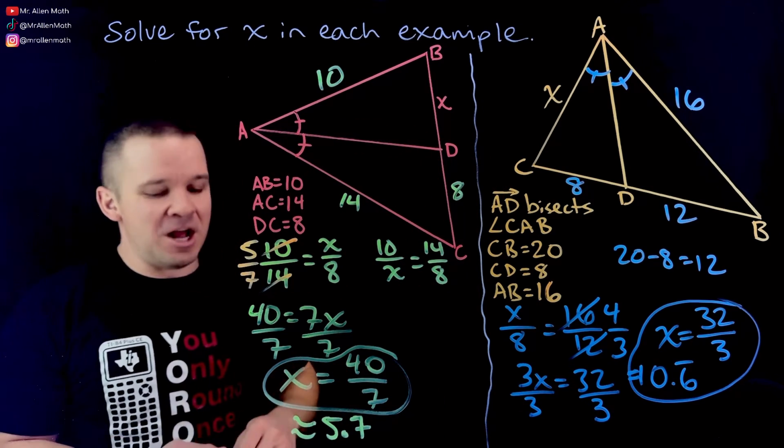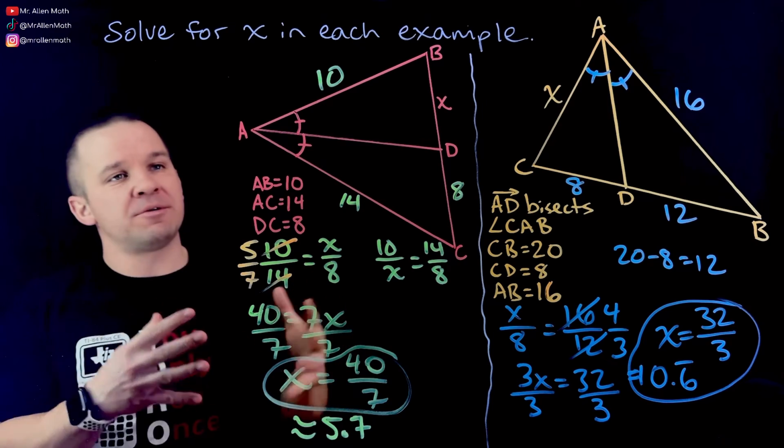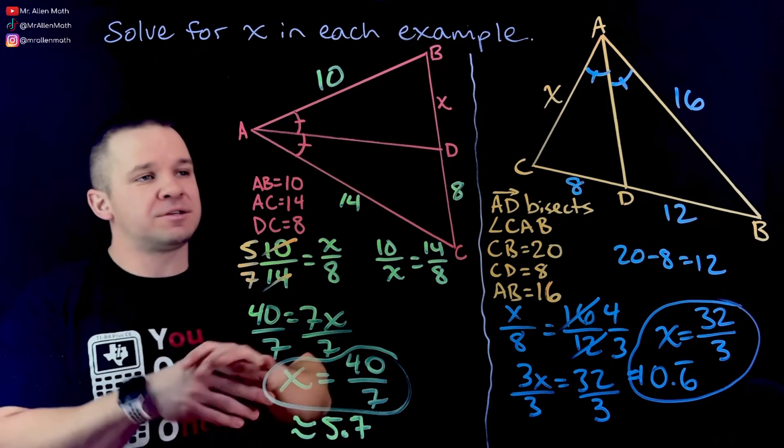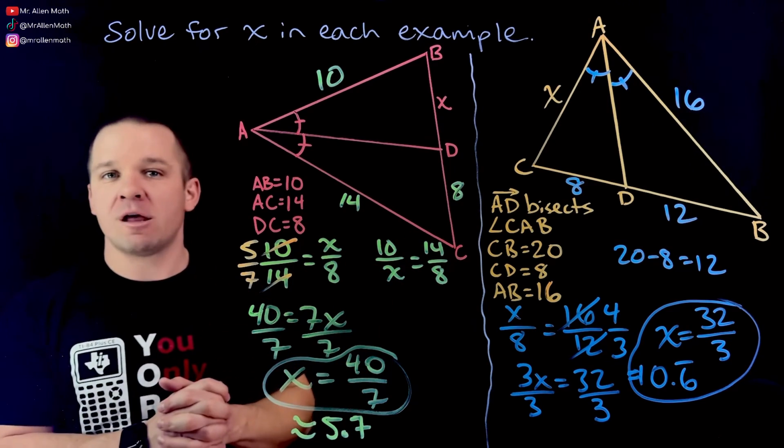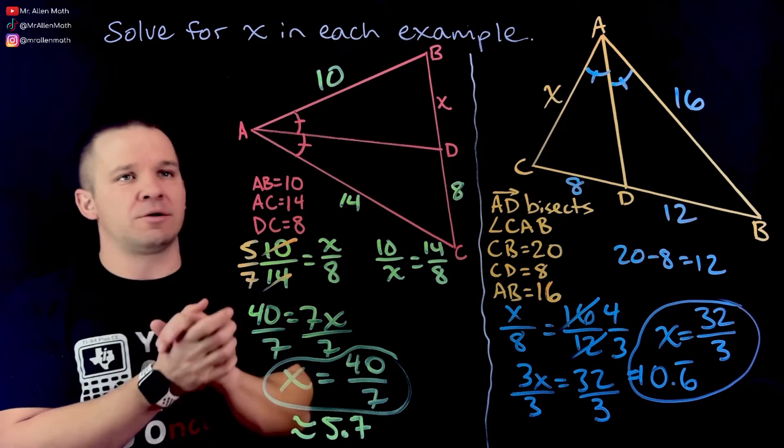All right. There we go, guys. So cool little property of similarity there with the bisecting of the angles that sets up this proportionality between your sides of these two triangles that are then formed.